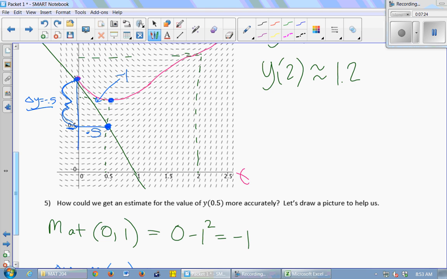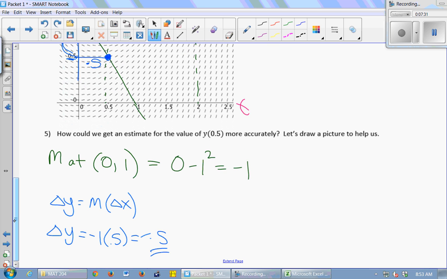So this point is approximating this point because we're using a tangent line approximation to approximate the value of the curve. So I'm going to say that y of 0.5 is approximately the old y value, which is 1, plus the change in y that I calculated, which was -0.5, which is 0.5. So it's an approximation of the value of y at 0.5 using a tangent line.